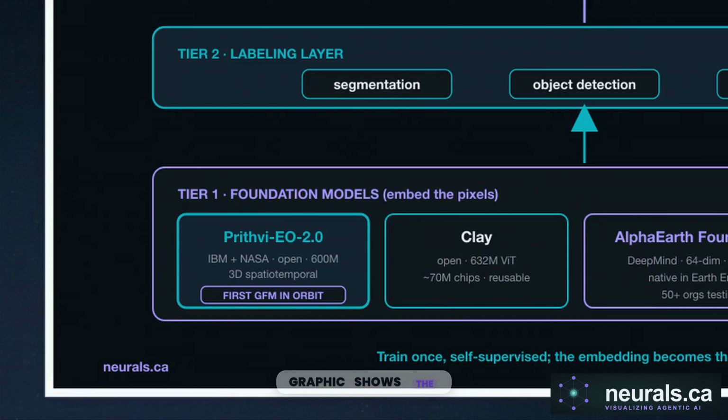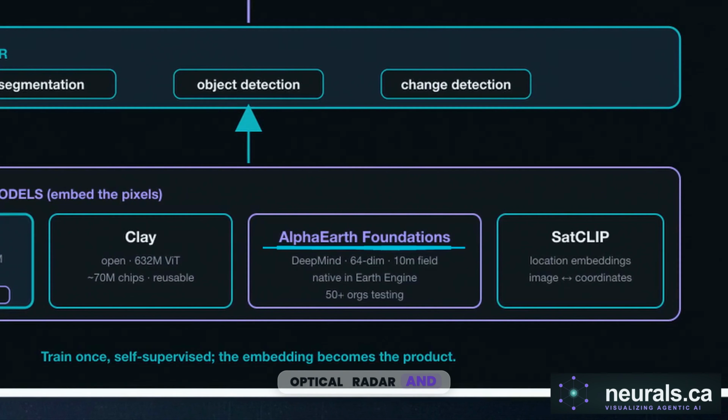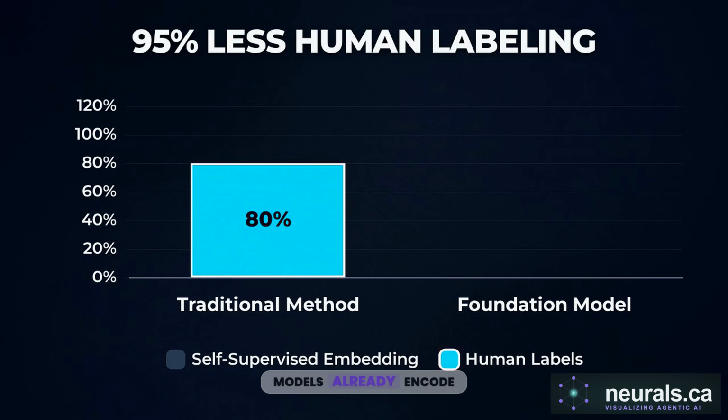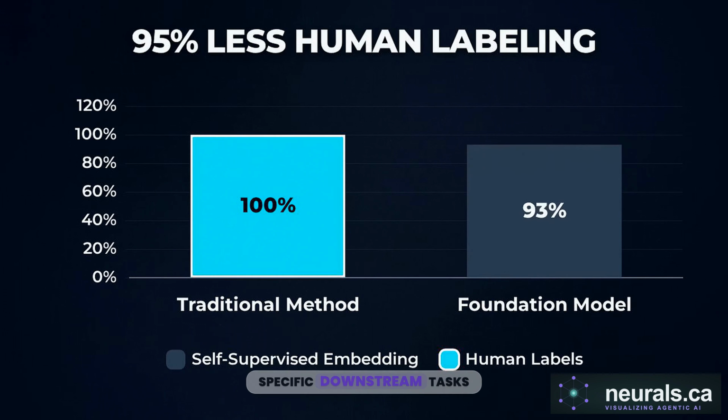This graphic shows the foundation models. Prithvi EO 2.0 uses spatiotemporal embeddings to track floods. Clay, trained on 70 million chips, creates reusable location embeddings. Alpha Earth Foundations fuses optical, radar, and elevation data into a single, global 64-dimensional embedding field. Because these base models already encode Earth's geometry, training them for highly specific downstream tasks requires only a tiny fraction of the human-labeled data older methods needed.